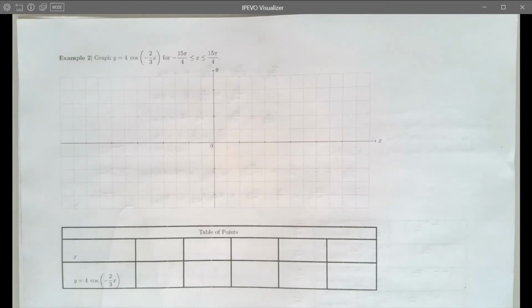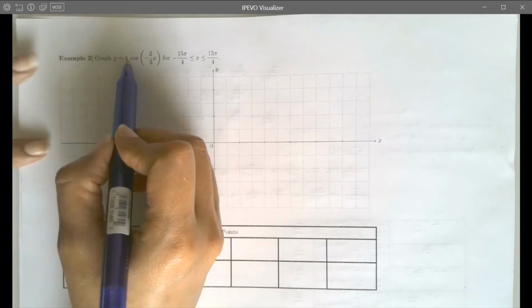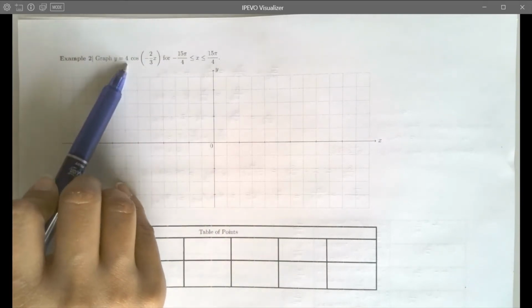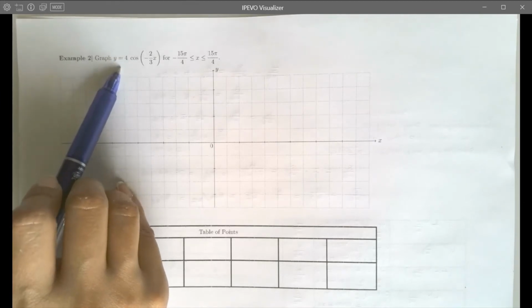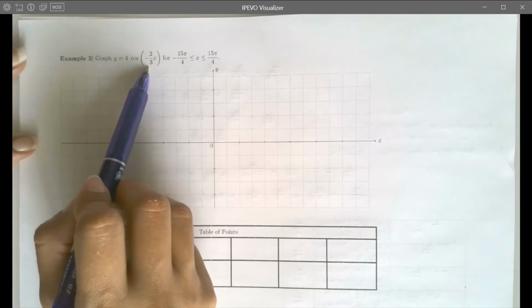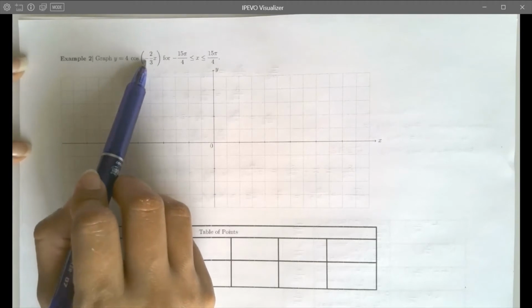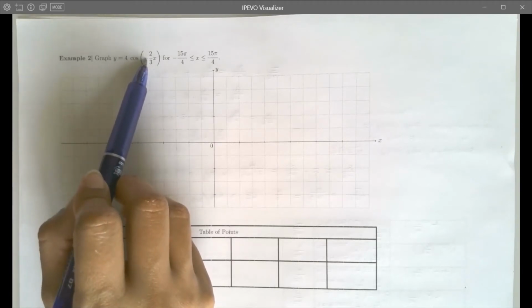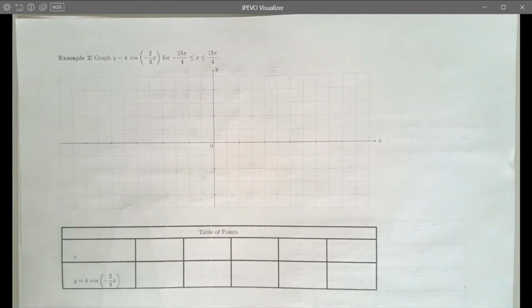Alright, example number 2 is a bit interesting because we see again a change in the amplitude. We still have a coefficient of 4 on cosine, so we can be expecting an amplitude of 4 without any reflection. But now if we take a look at the coefficient of x, which determines the period, we see that negative coefficient. So we want to, again, not deal with negative coefficients of x. That's something that we briefly discussed last week.